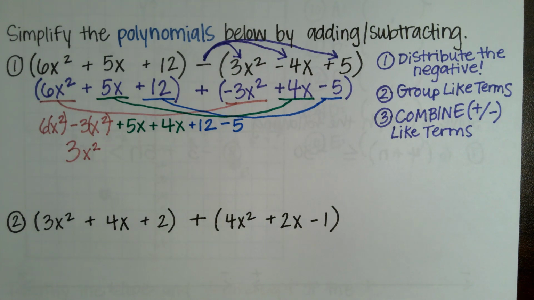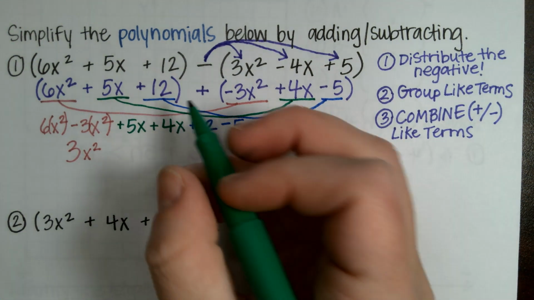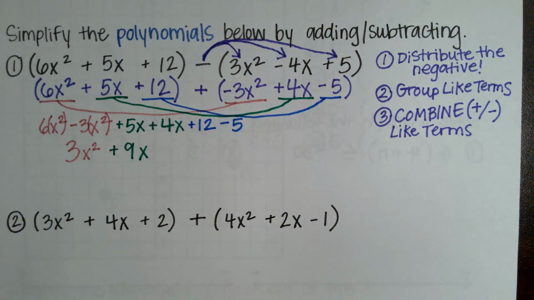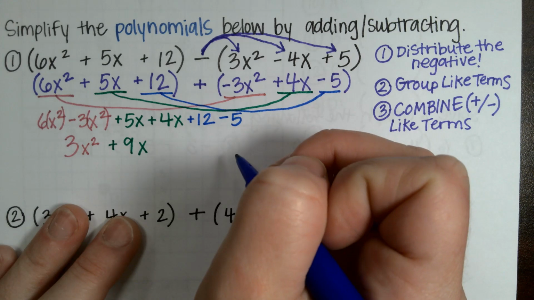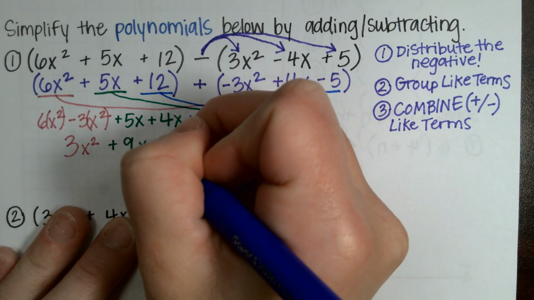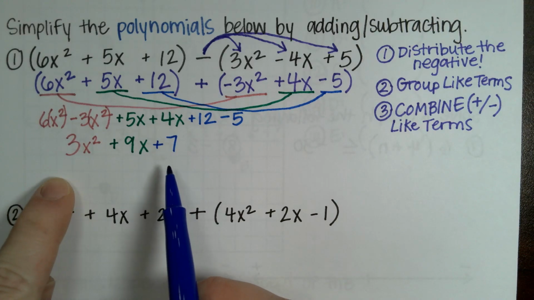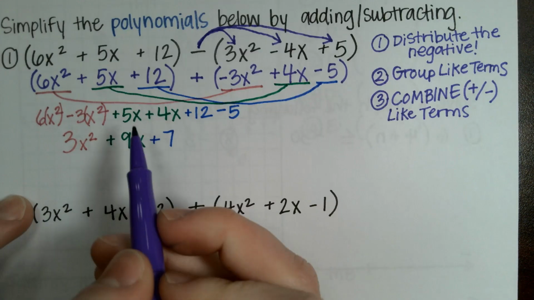Good. What's next? 5 plus 4. Yeah, 5 plus 4 is 9. 9x, good. And last but not least, I've got 12 minus 5. What is that? 7. And is it a positive 7 or a negative 7? Positive, good. So all right, plus 7. And guys, that's our answer. That's it. That is our answer. So we circle it. Please circle your answers.